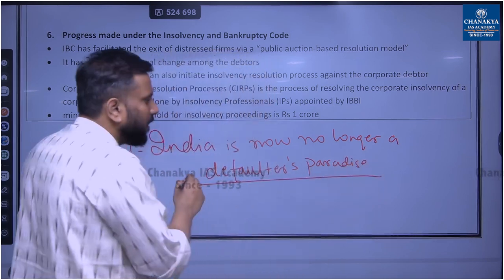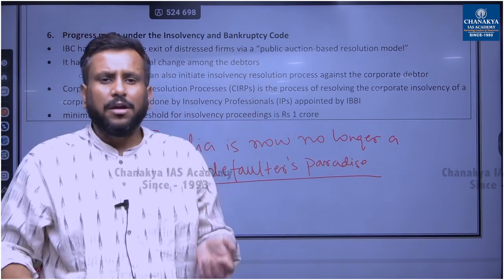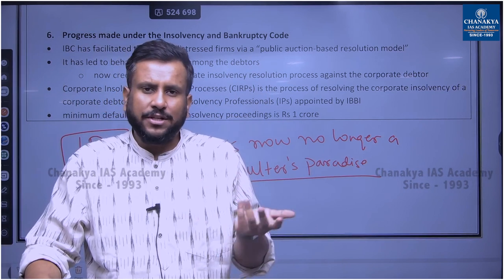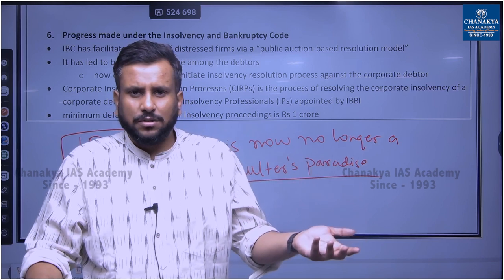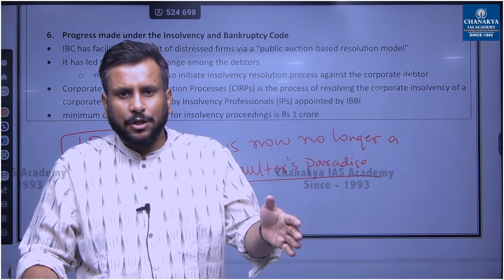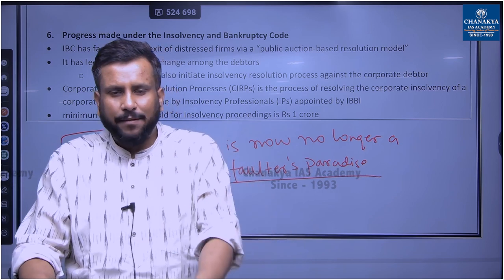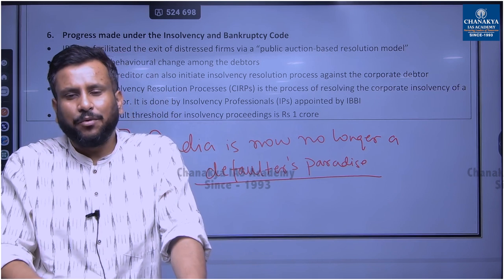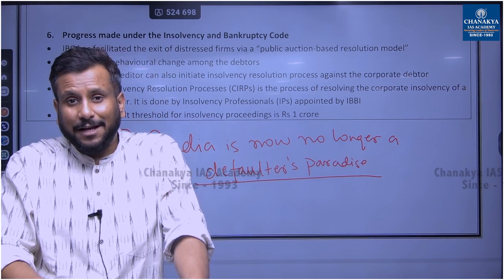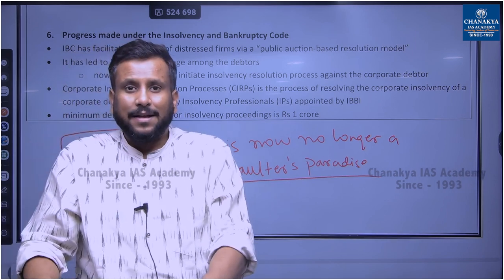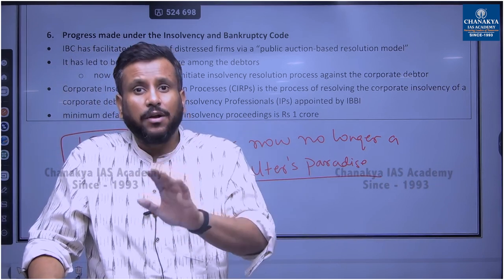Defaulter's paradise ka matlab pehle kya hota tha? You default paying back the money to the banks, but no one is going to do anything. You just enjoy. You just wait and watch. But now, if you're not able to pay back the money, your loan has become NPA. The creditors, that is the banks, can initiate insolvency proceedings against you. And if the insolvency resolution passed by them is accepted, then they will be taking control of your company.